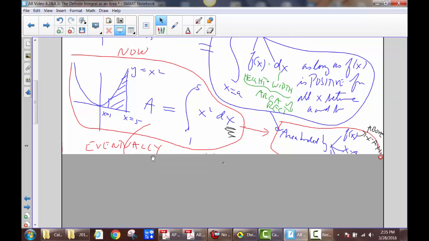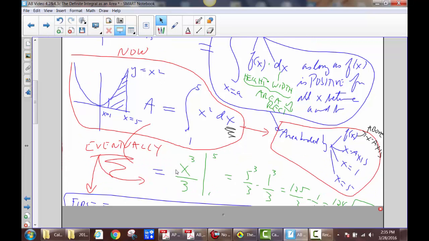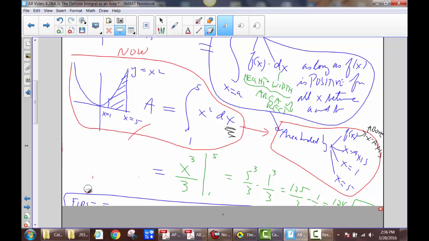Okay? Now, eventually, I can erase that now because you already know how to evaluate a definite integral. And as you know, we integrate the x squared, we get x cubed over 3, and then we evaluate that from 1 to 5. Remember, first we plug in the top limit of integration, which is 5, and then minus, we replace x by 1, which is the lower limit of integration.